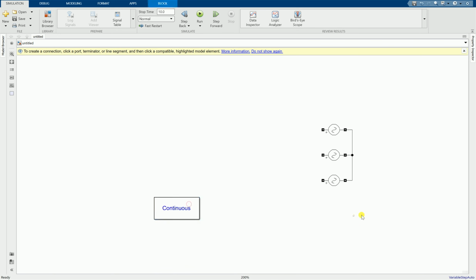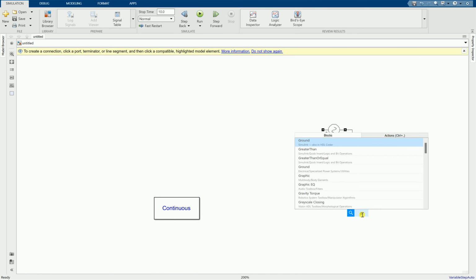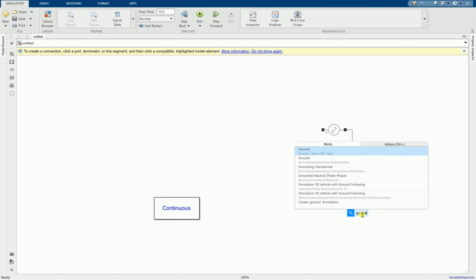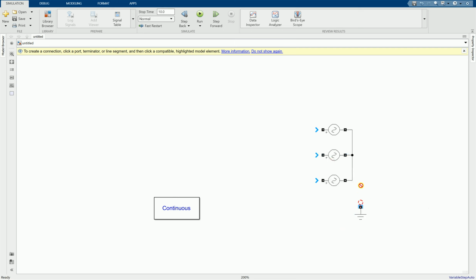Then we need a ground. The ground here is the one from specialized power systems, this one, like this. This is a neutral. This is a three-phase Y connection grounded. Now let's look at here.